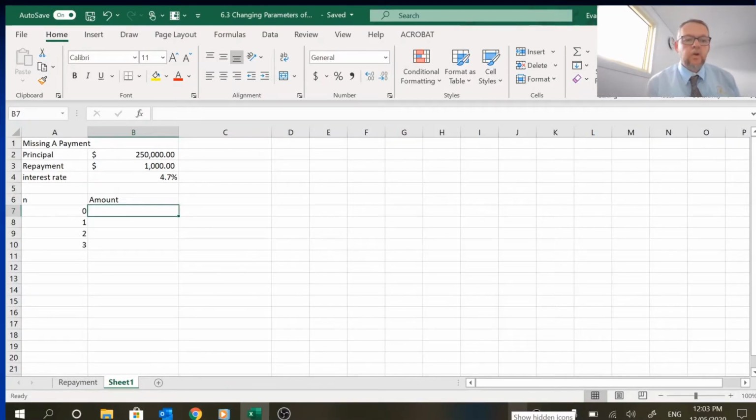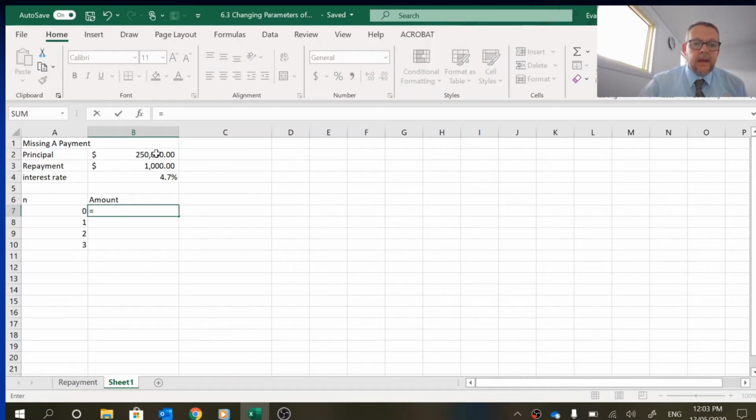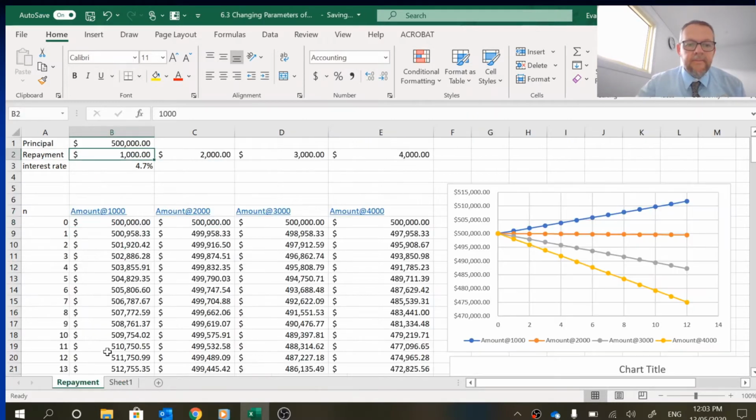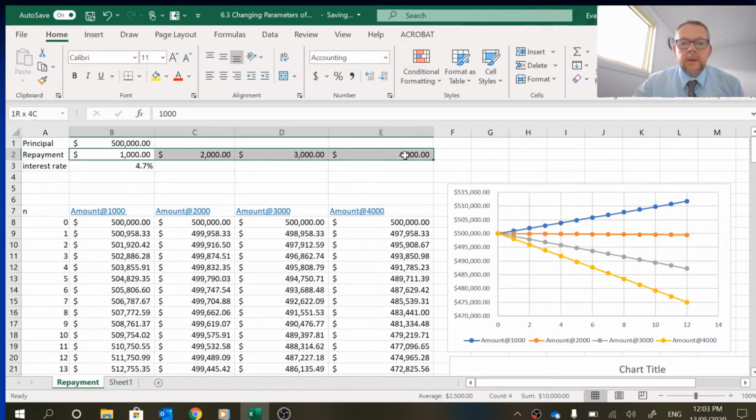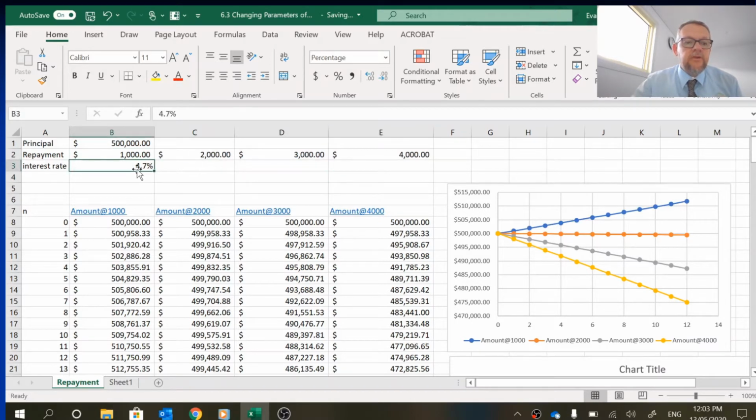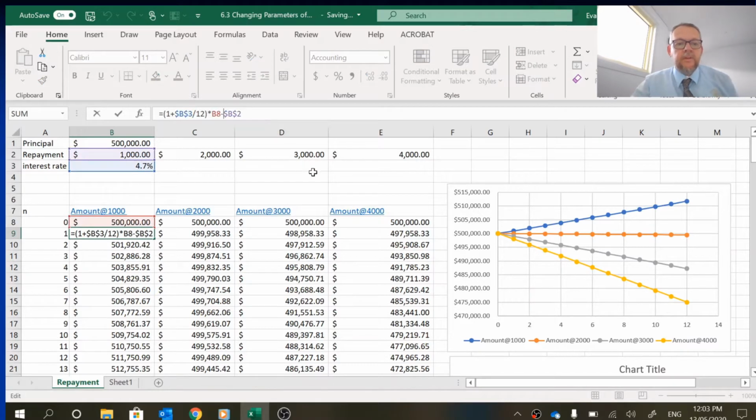Spreadsheet now. We're just going to look at the effect of missing a payment or putting in an extra repayment. So let's remember how we create our spreadsheet. Now I've taken our house price down from last lesson. So I said last time we borrowed 500,000 and we either repay back 1,000, 2,000, 3,000 or 4,000 at an interest rate of 4.7%.